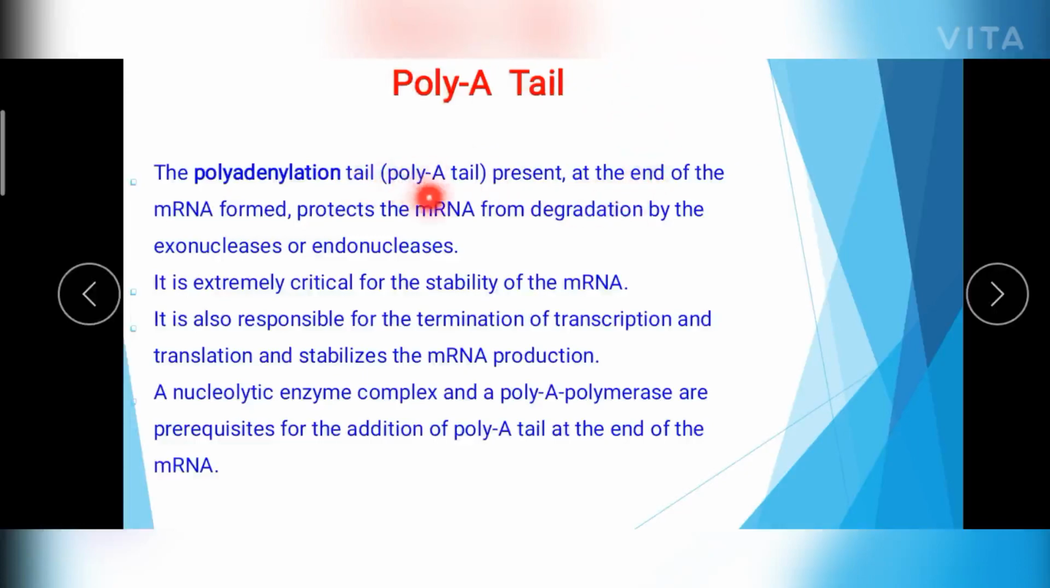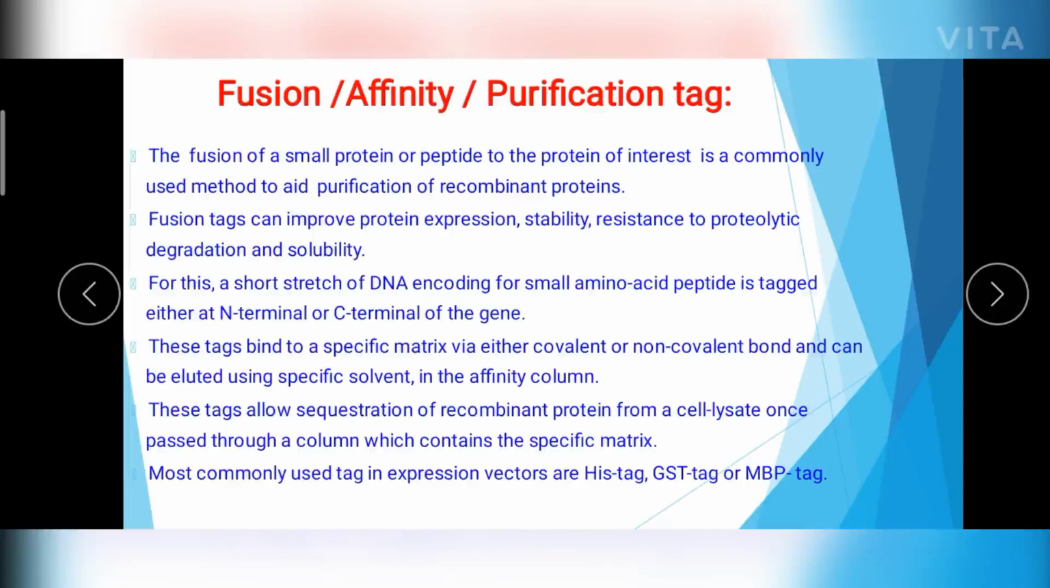The poly A tail, or the polyadenylation tail, is present at the end of the mRNA. It is formed by the addition of adenosine nucleotides at the 3' end of the mRNA. The presence of this poly A tail gives stability to the mRNA and protects it from degradation by exonucleases and endonucleases. Next, coming to the other feature, fusion tag.